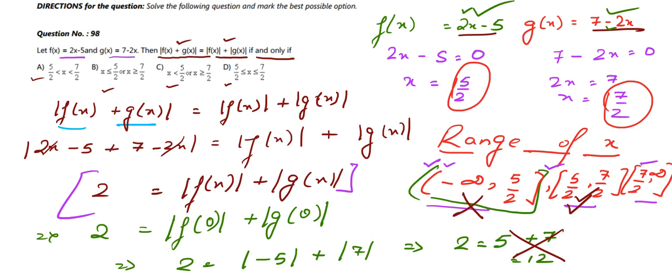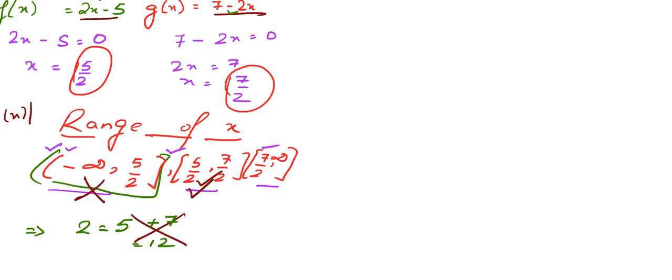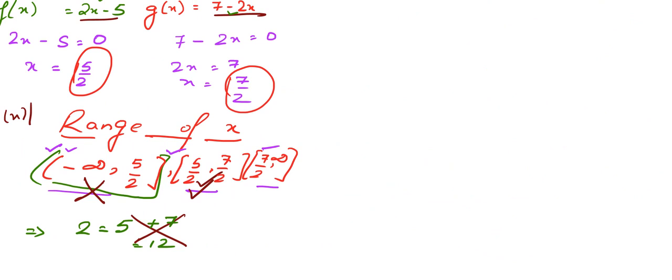So let's move on to our second range, which is from 5 by 2 to 7 by 2. We can assume a number between 5 by 2 and 7 by 2, which is 6 by 2, equal to 3. So we will put this value in the equation where we had 2 equal to mod of fx plus mod of gx, where x we have assumed to be 3.